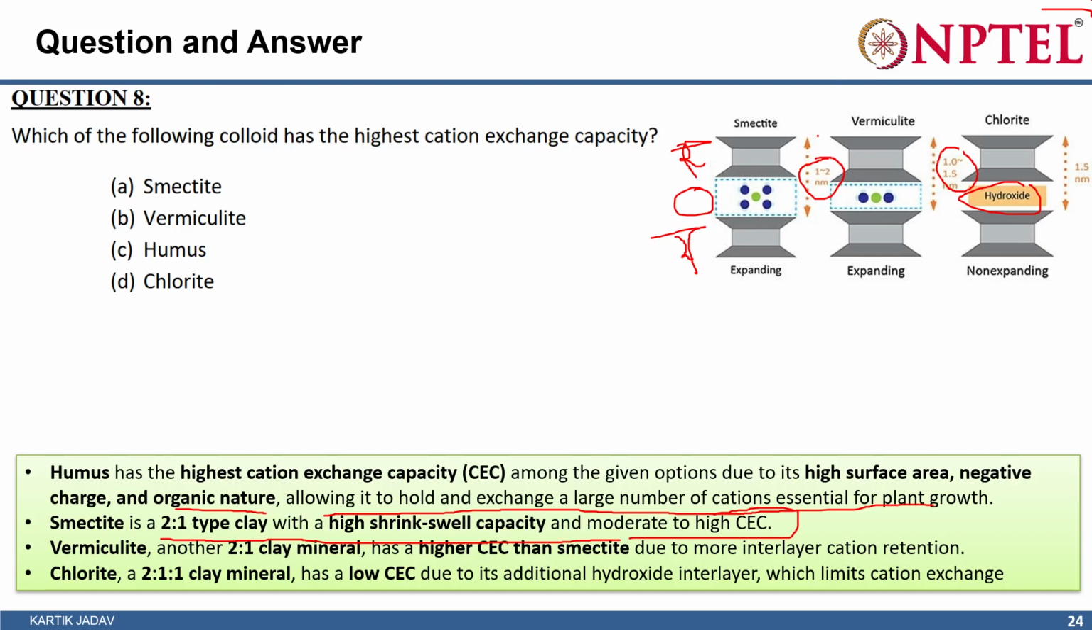Both smectite and vermiculite, and that leads to its cation exchange capacity. So the correct answer is humus, which has the highest cation exchange capacity, followed by vermiculite, then smectite and chlorite. So the correct answer is option C. Okay, humus.